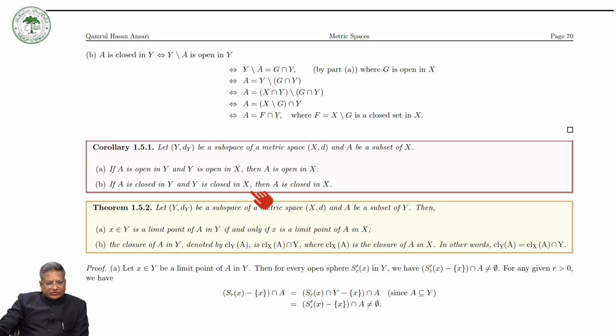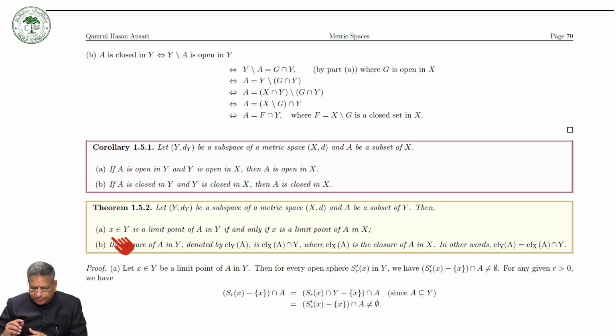Now this is all about the closed set and the open set. Now let us see what happens with the limit point. For the limit point, let (Y, d_Y) be a subspace of a metric space (X, d) and A be a subset of Y. Then x in Y is a limit point of A in Y if and only if x is a limit point of A in X.